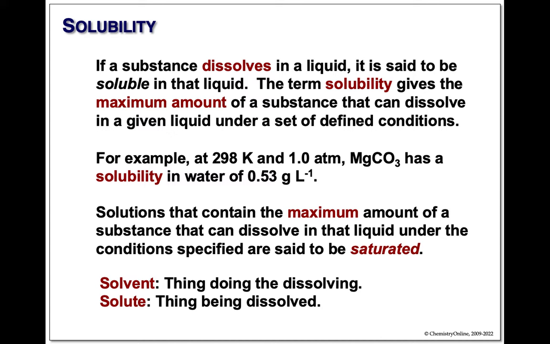A substance that dissolves is called soluble. Solubility is the amount of a substance that dissolves. If we take magnesium carbonate in water at 25 degrees, 298 Kelvin, the solubility is 0.53 grams per liter. And that's how much you can possibly get in at room temperature. You can cheat, though. The maximum amount is called a saturated solution. The solvent is the thing doing the dissolving. The solute is the thing being dissolved.